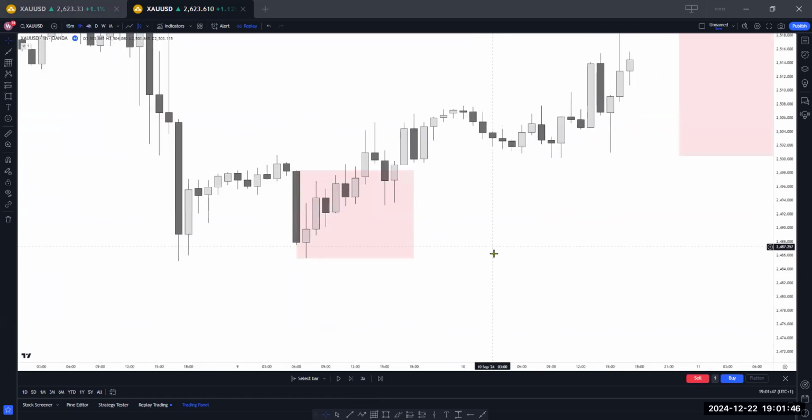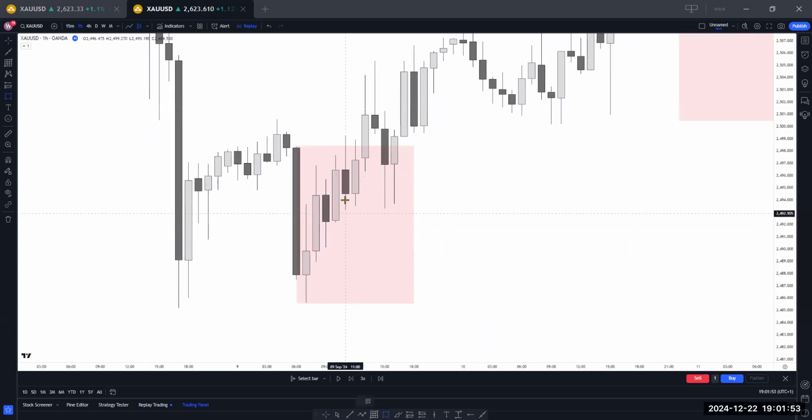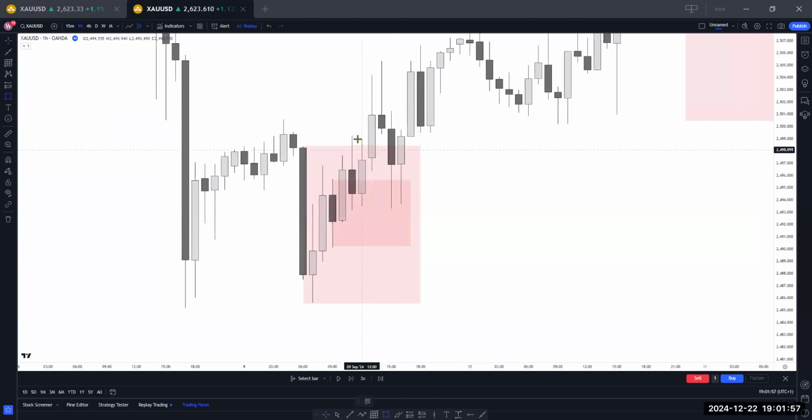So on H1 again, you can see that there are two different engulfing. This is zone marking. Now this is the first engulfing, right? Again, this is another engulf. So if I'm to mark this zone, you will see that this second engulfing is outside of the H4 engulfing.